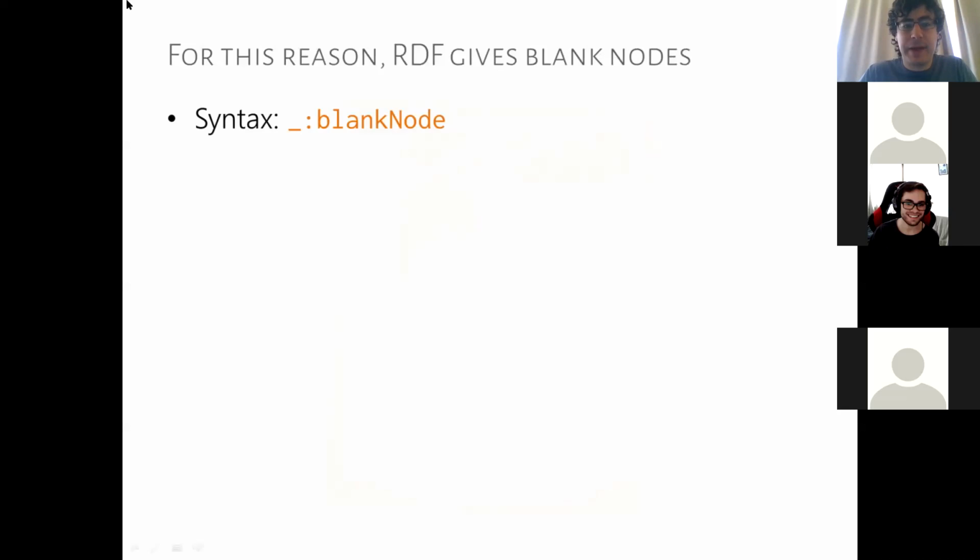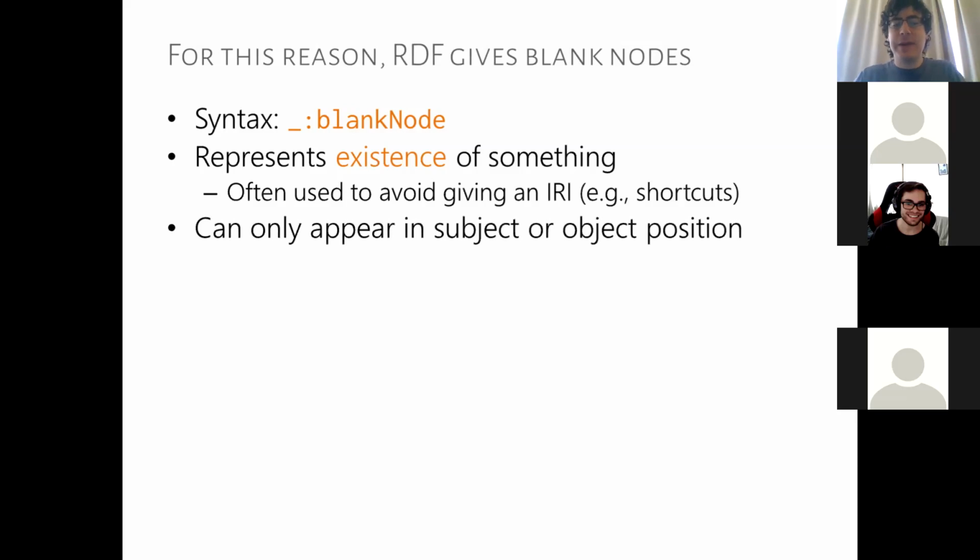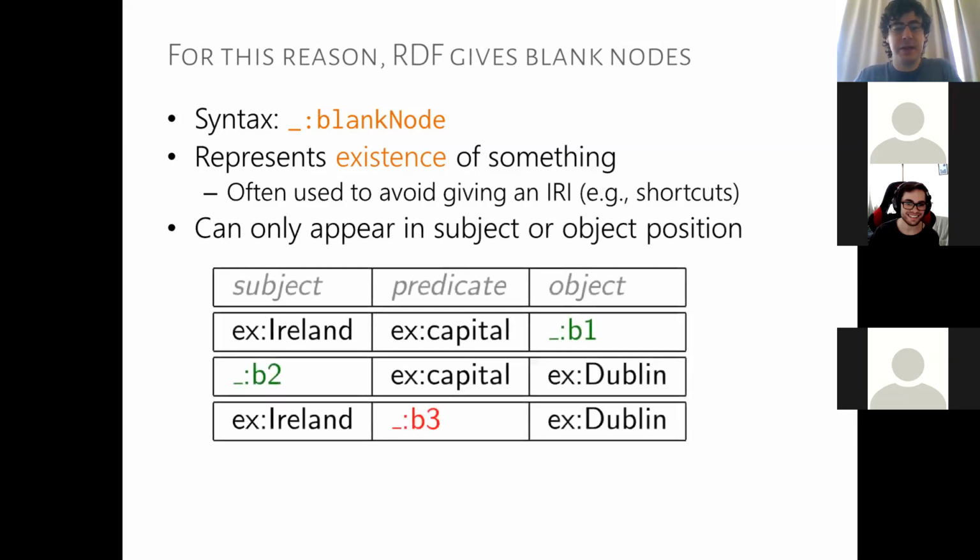So how does this work? In general, the syntax is we'll use underscore colon as a sort of blank namespace. This will indicate a blank node. So it represents the existence of something, and often it's just used if we don't want to name everything, or if we have a syntax where we want to map that syntax to graphs and fill in some blanks, we can use blank nodes for that. So it can only appear in the subject or object position. So it's going to be a little bit mysterious for the moment. I'm going to leave it like that, but we'll come back and see some examples of where we might use blank nodes a little bit later.